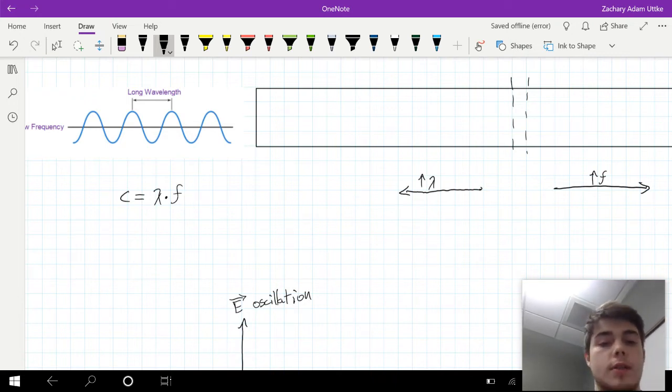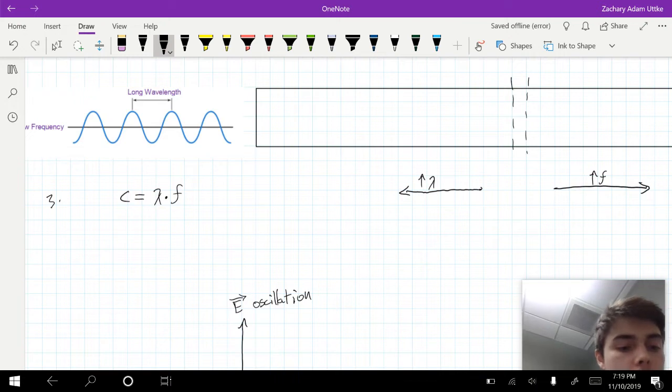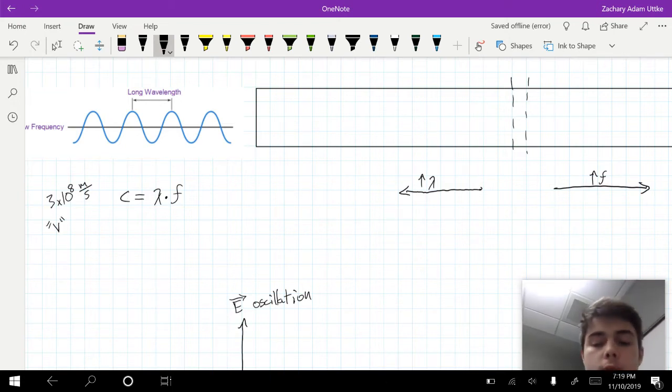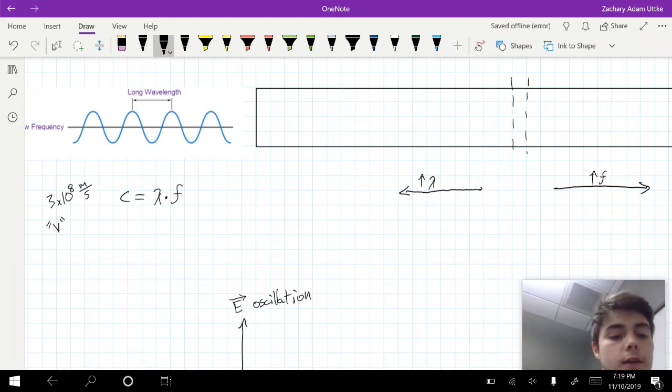C is the speed of light. It's actually 3 times 10 to the 8th meters per second. C is just another symbol for velocity. It's just the velocity of light, and that is actually the highest speed that anything can travel at.